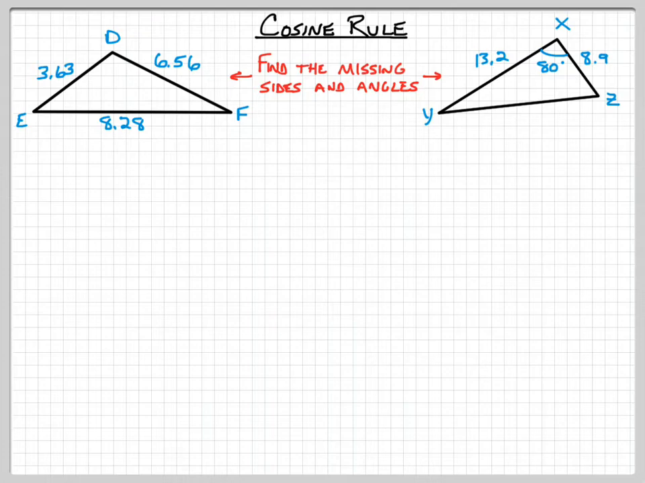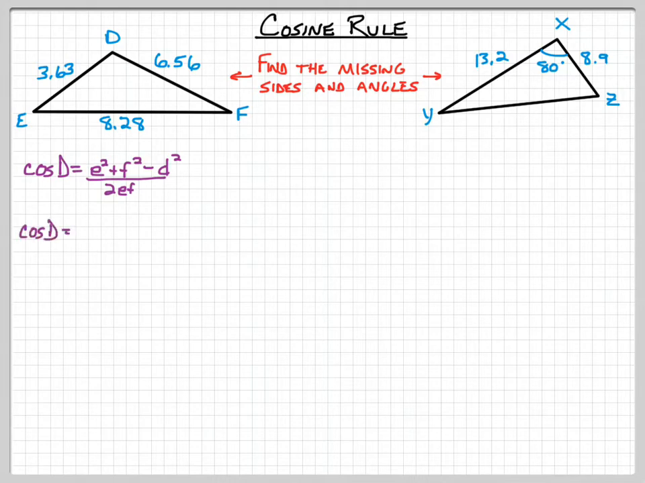So let's pick an angle. I'm going to pick D. No reason, just picking D. We could have started with E. We could have started with F. So I'm going to plug in the values. If we're looking for angle D, we're going to have sides E and F squared. We're going to add those together, take away d squared, and then divide by 2EF.